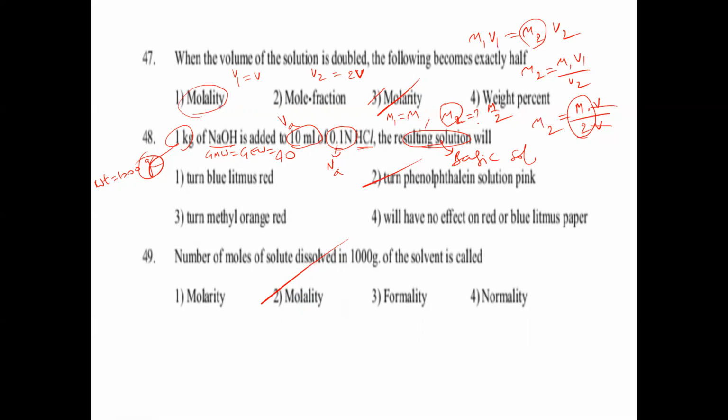Why? The number of gram equivalents of base is greater than the number of gram equivalents of acid. So in this condition, NaVa, the number of equivalents of acid, is less than NbVb, the number of gram equivalents of base. As the number of gram equivalents of base is greater, the solution formed is basic, and the basic solution can turn phenolphthalein pink.